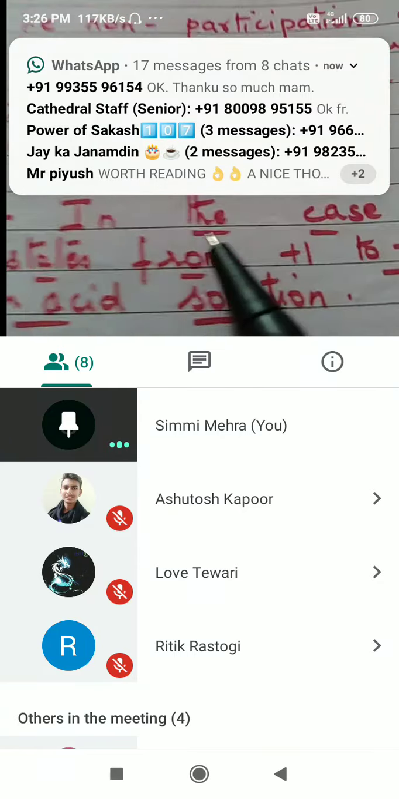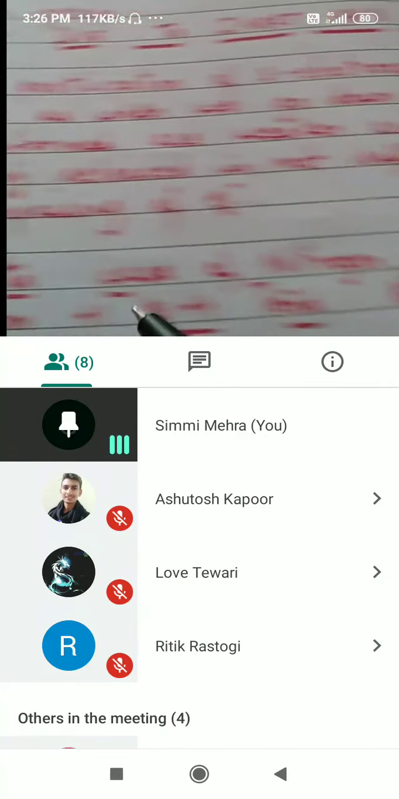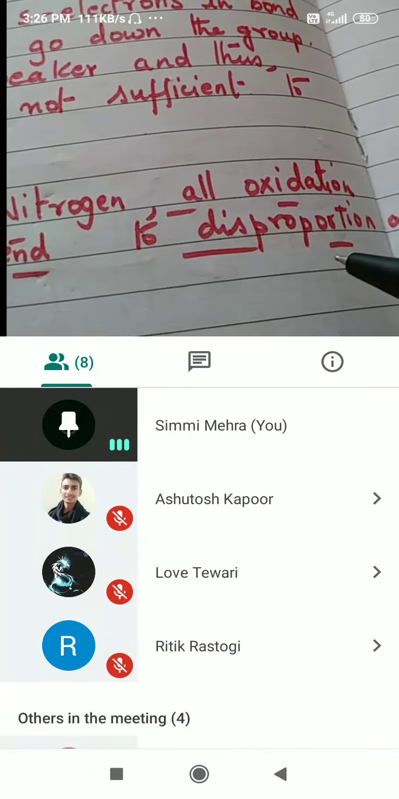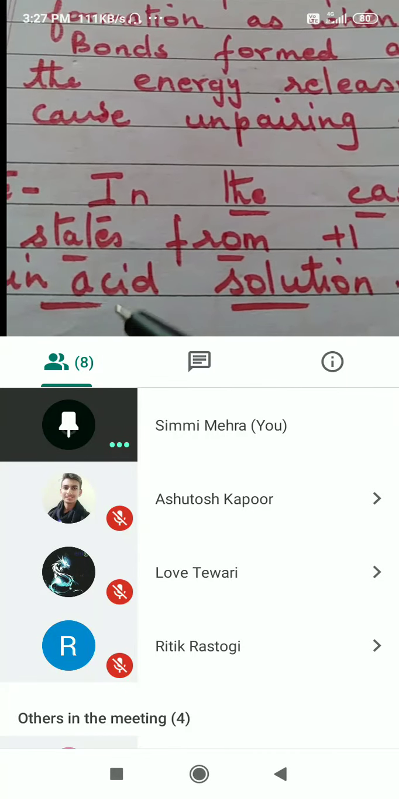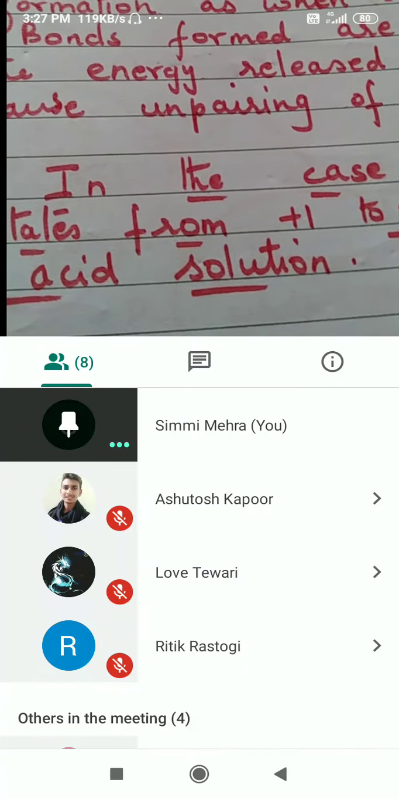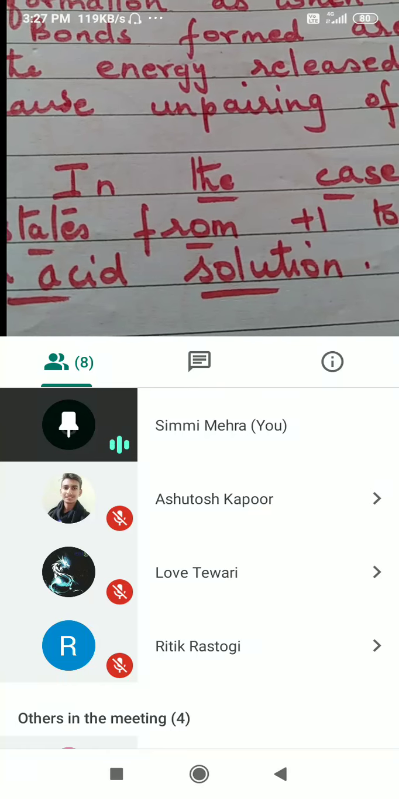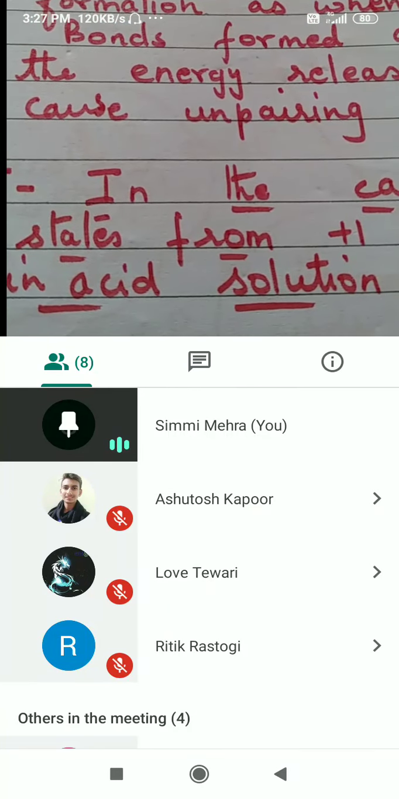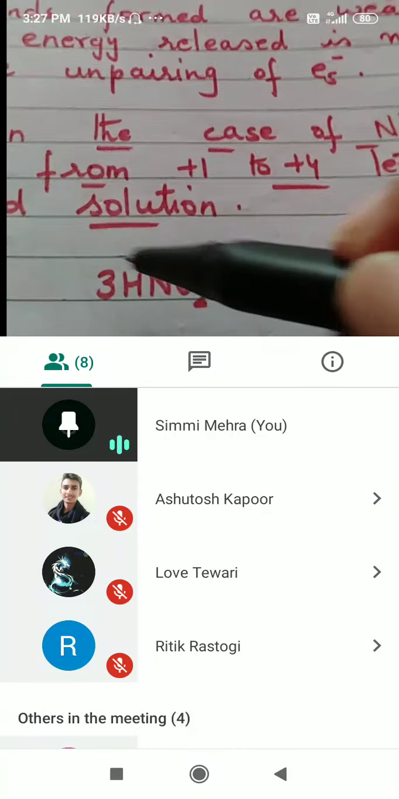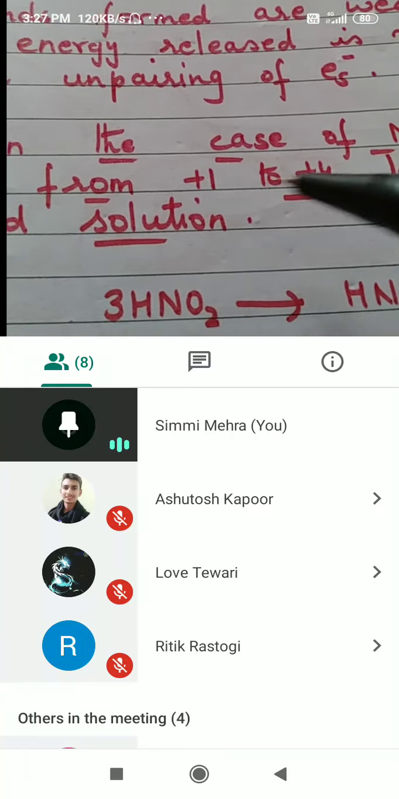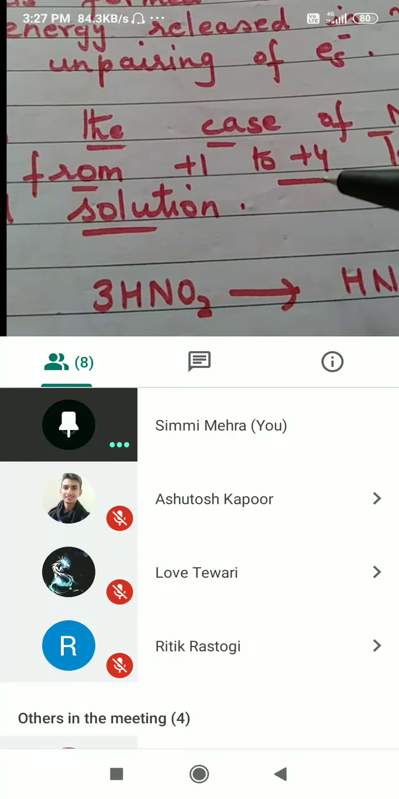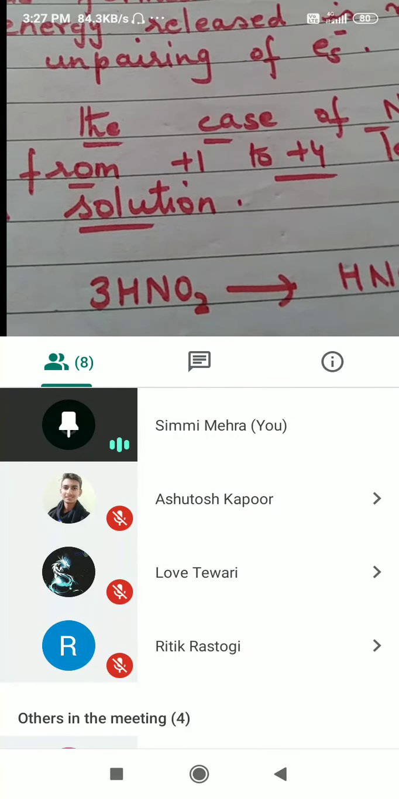Next, in the case of nitrogen, all oxidation states from +1 to +4 tend to disproportionate in acid solution. What is a disproportionation reaction? It is a reaction in which the same substance gets oxidized and also gets reduced. If in any compound nitrogen is in +1 to +4 oxidation state, such a compound will undergo a disproportionation reaction. Let us see.